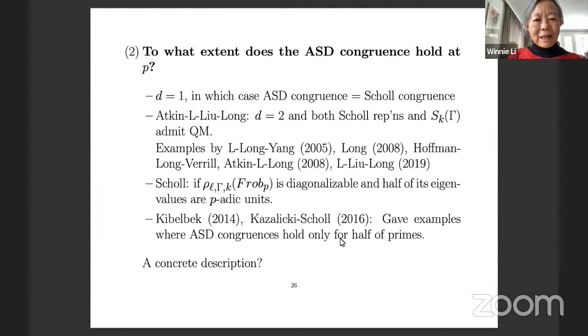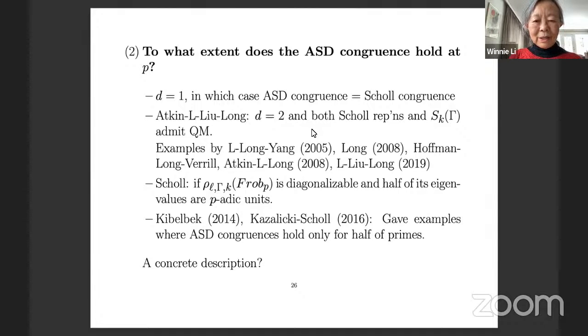The second question is to which extent the Atkin-Swinnerton-Dyer congruence holds. When d is equal to 1, the ASD congruence is the same as the Scholl congruence, and we know that it holds. When d equals 2, if there's a quaternionic multiplication on the space of cusp forms, then we also showed that it holds.